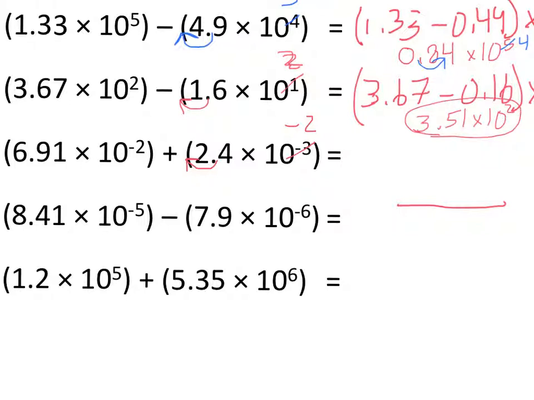Now I can add my coefficients. 6.91 plus 0.24, and all of that is times 10 to the negative 2.